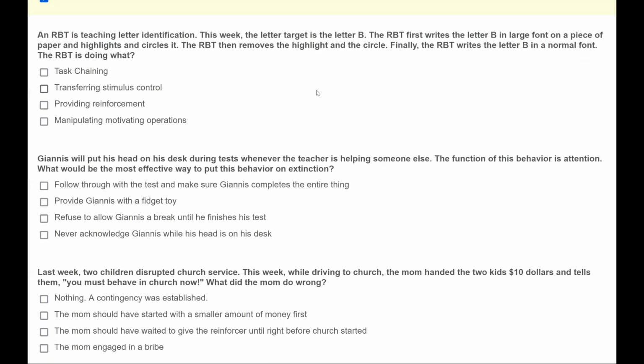So what are we doing? Well, we're fading prompts, right? That would be my prediction, and I'm guessing most of you would predict that as well. However, if we look at our answer choices, prompt fading is not an answer choice. So what do we do, right?